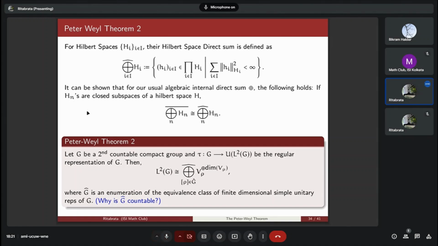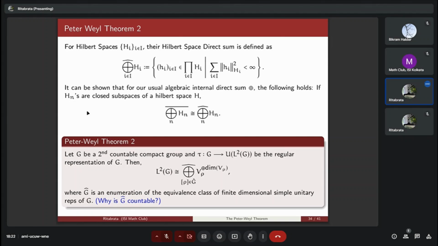Now this is the direct sum of Hilbert spaces. We can also make an algebraic direct sum, since Hilbert spaces are vector spaces, and in particular modules, by taking finitely supported sequences. It can be shown that if the Hn are closed subspaces of a particular Hilbert space H, then the closure of the algebraic direct sum of the Hn, that is finitely supported things, is the Hilbert space direct sum, that is, all square summable things.